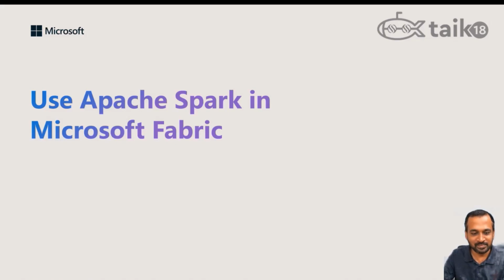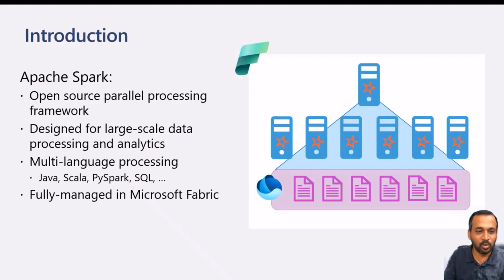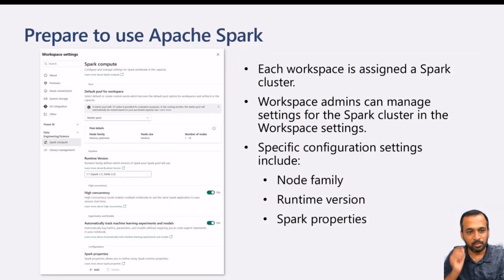Now let's get started. Apache Spark is an open source parallel processing framework designed for large scale data processing and analytics. It has multi-language support where you can use Java, Scala, PySpark, or Spark SQL, and it's fully managed in Microsoft Fabric. We're going to talk in more detail about how and what we are going to use. So prepare to use Apache Spark in Microsoft Fabric.